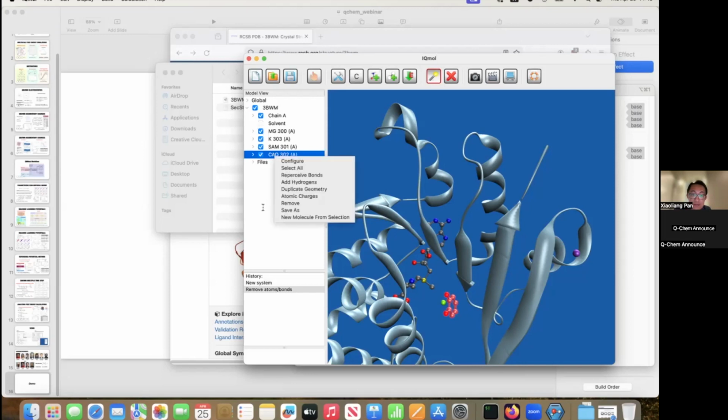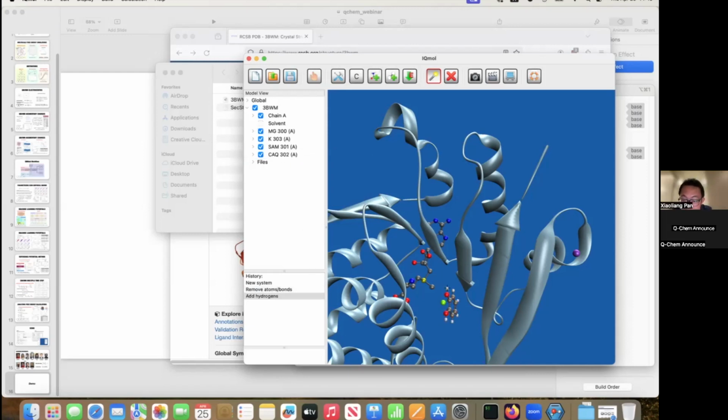Before we run the MD simulation, we need to provide parameters for anything that's not a residue that's been pre-parameterized in Amber. So in order to do the partial charge, we need to assign the correct protonation state. So we do that by adding hydrogens. Okay, now you see it's protonated.